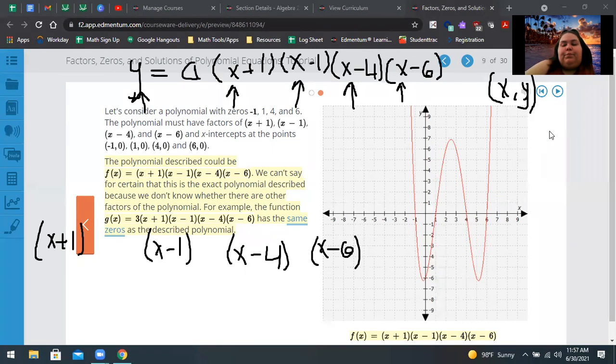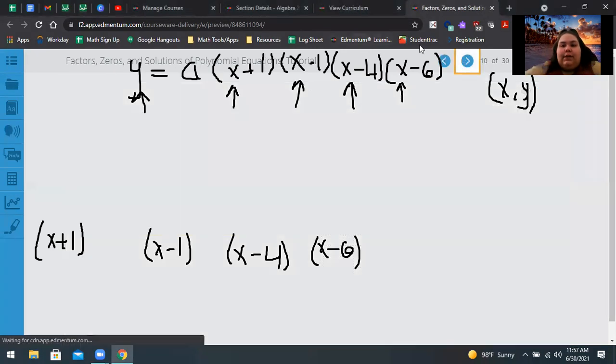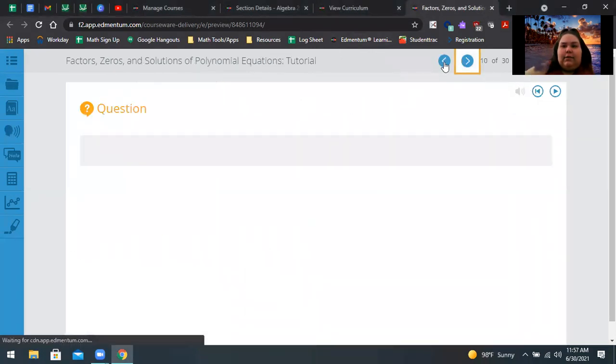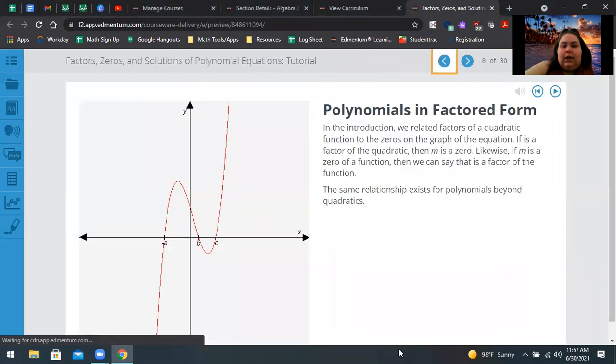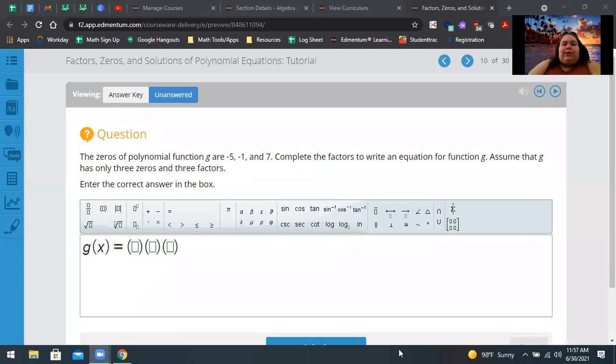Sorry about that. Okay, so let's move on to slide 10, which is going to be a question very similar to what we did. Here they're going to give you a list of the zeros. You have to come up with their factors. This is just a general thing. Again, remember you're going to take opposite signs. So here we have them in order, right?